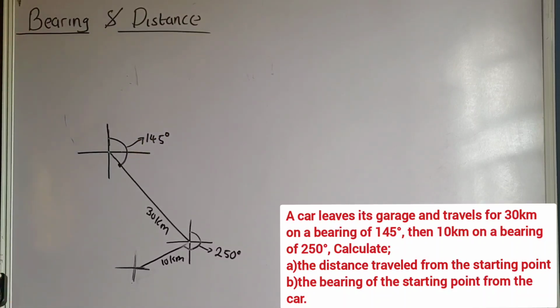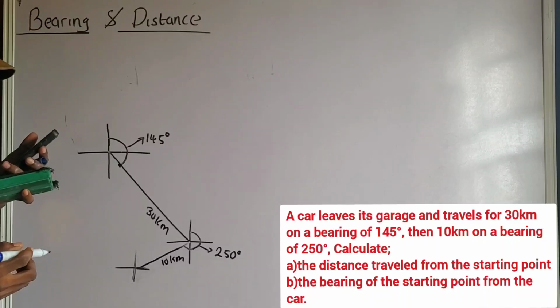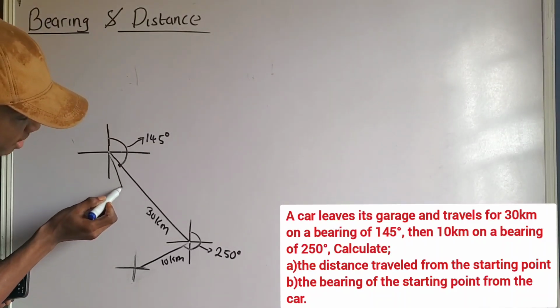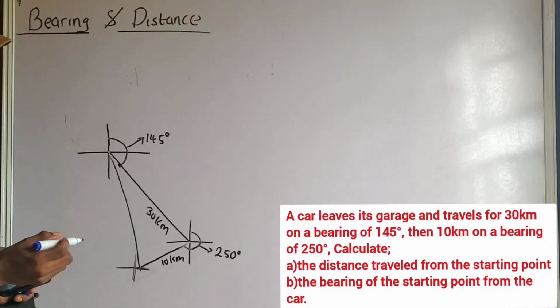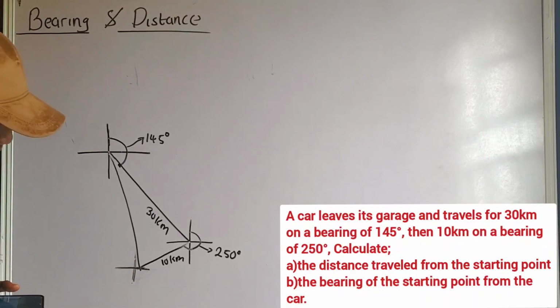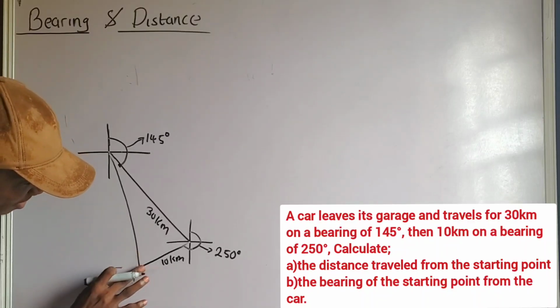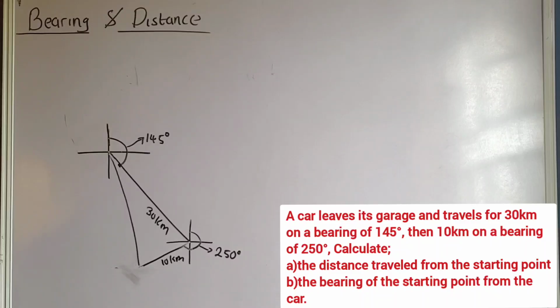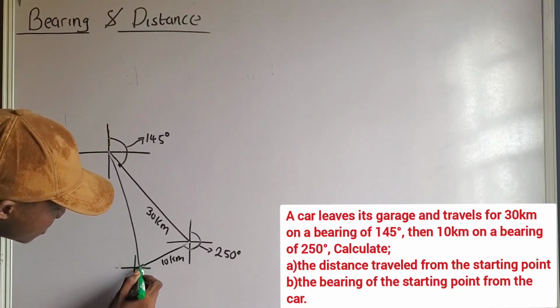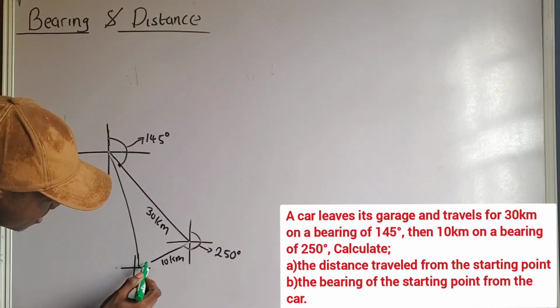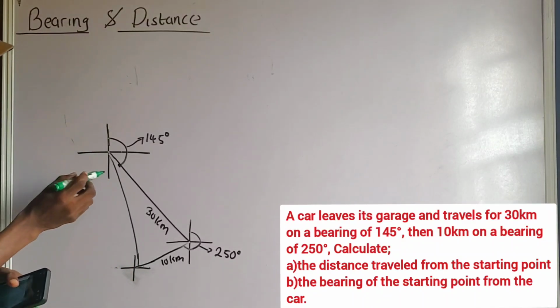145 degrees. Now, the goal is to first calculate the distance traveled from the starting point. So the first step is that we are looking for this distance. Do you understand? We are looking for this distance. So how do we get it? Please permit me to draw this diagram very well so that we won't make mistakes. This is where the cardinal point is. Are you getting it? So it's here. Okay, so we are looking for this distance.